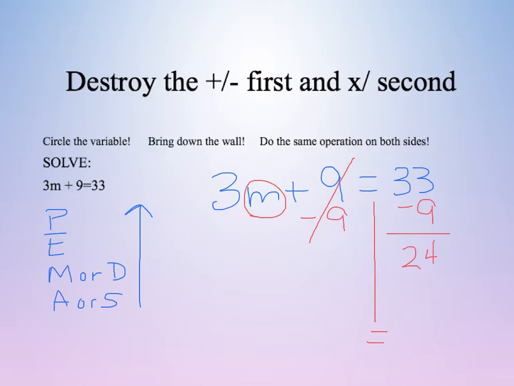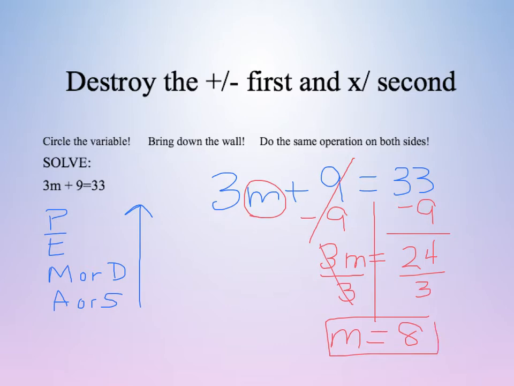And then all I have left on the left-hand side is 3m equals 24. That tells me to multiply by 3, so we're going to do the inverse operation, and we're going to divide by 3 on both sides. 3 divided by 3 cancels out, which leaves me with 1. And then we know that 3 goes into 24 8 times. And that's my final answer.